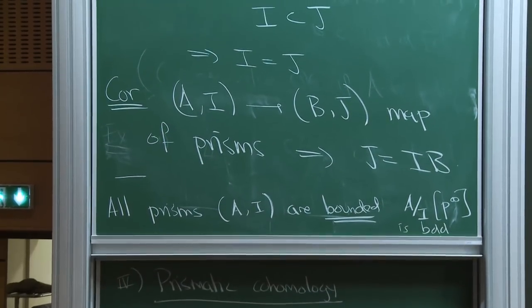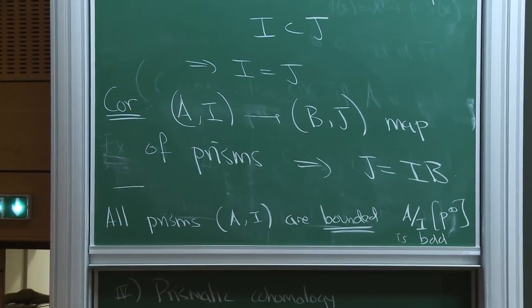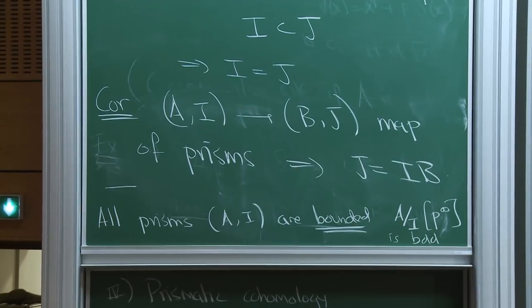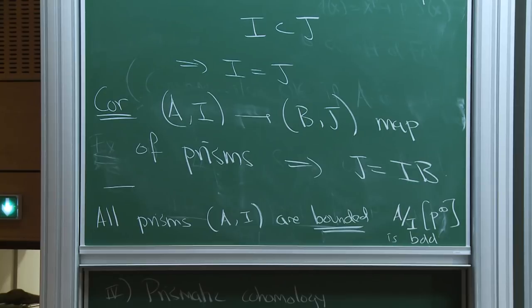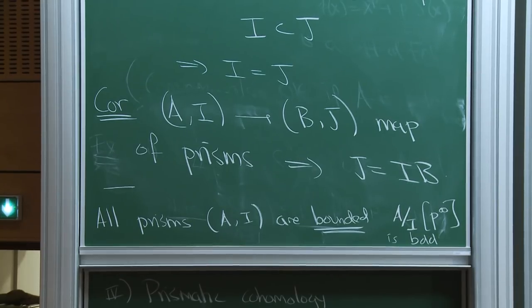I mean, we have to deal with various p-adic completions. And if you don't have this assumption, it kind of messes up the completion. It's true in all of these examples. So, fix a prism, implicitly bounded.